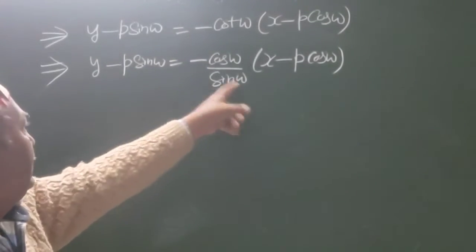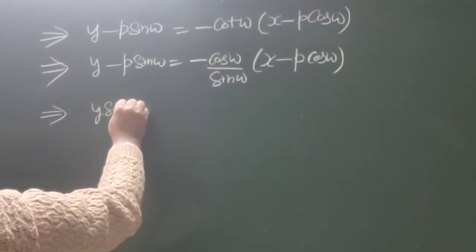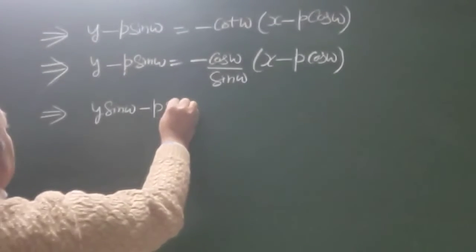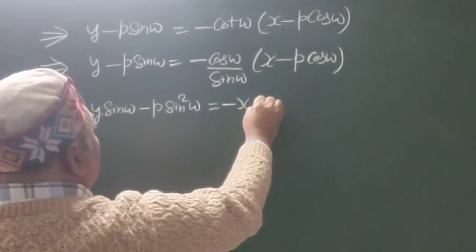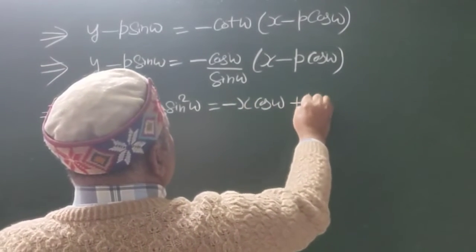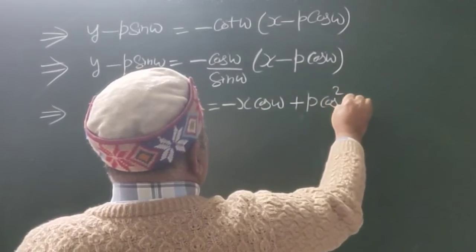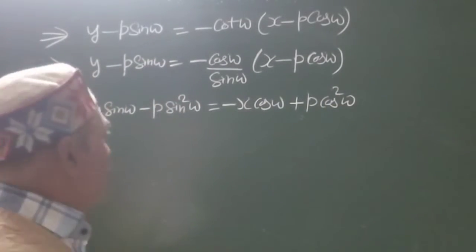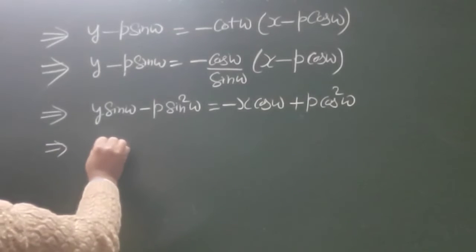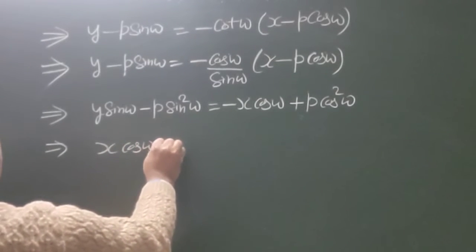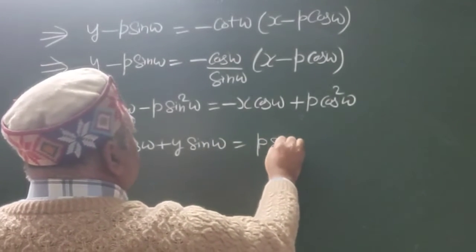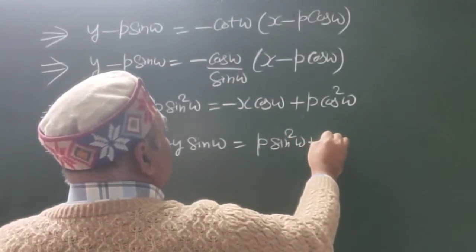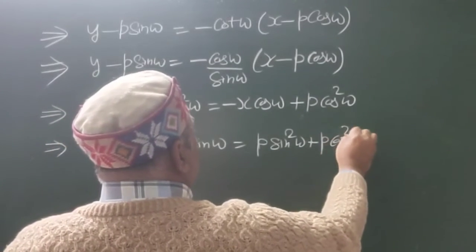After multiplying sine omega by this, we get y into sine omega minus p into sine square omega is equal to minus x into cos omega plus p into cos square omega. Now it becomes x into cos omega plus y into sine omega is equal to p into sine square omega plus p into cos square omega.